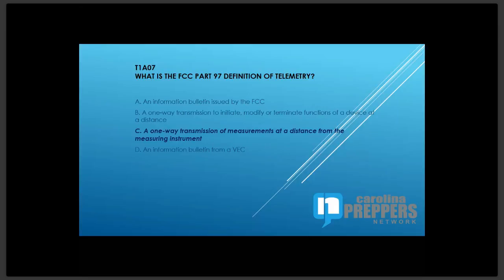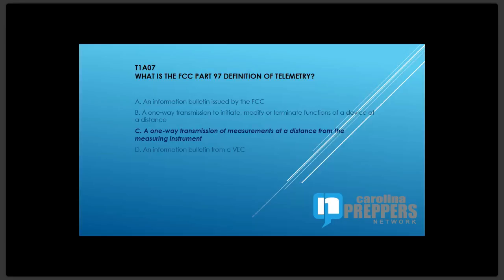A one-way transmission to initiate, modify, and terminate functions of a device at a distance, that's called telecommand. When you read B, you think of satellites. And when you think of telecommand, you think of space, NASA, aerospace industry. So B would be telecommand, and that is another question we're going to get next. One of the next couple of questions is going to be telecommand.